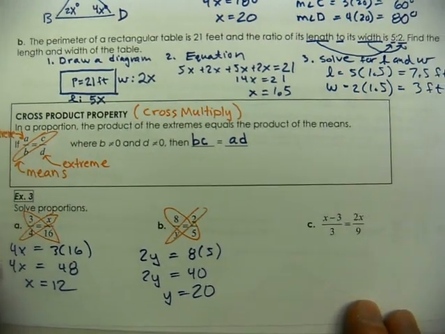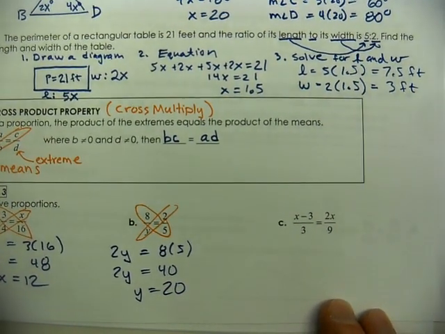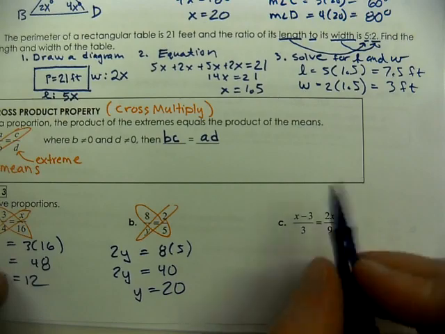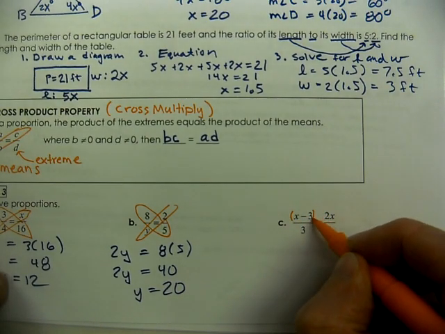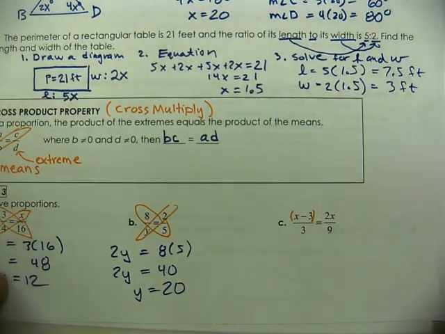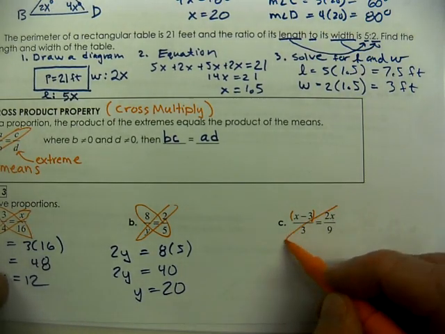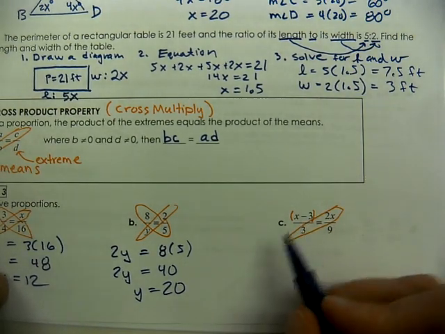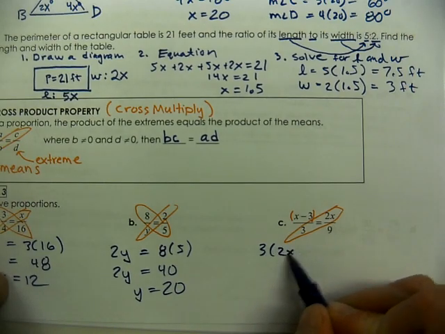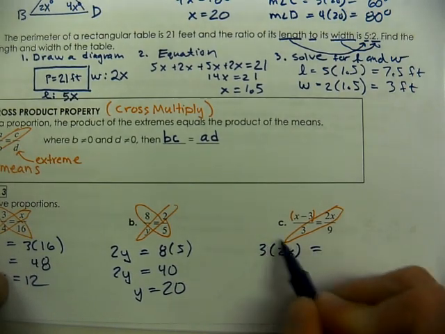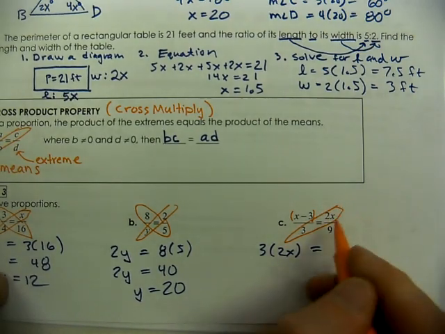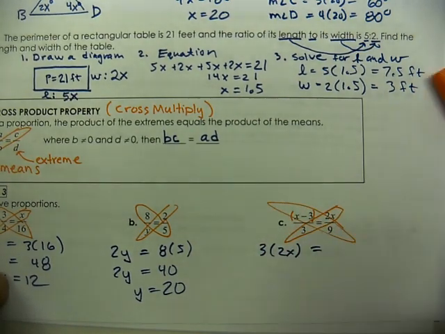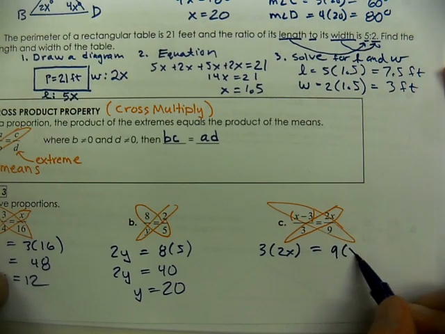So it's a little bit trickier with an example like this next one, where we have a binomial. Look at that x minus 3, right? So just keep an eye on that. So once again, we're going to cross multiply. So here we have 3 times 2x. I'll multiply that in a moment to 6x, but I'm just writing it down, 3 times 2x. And then when you multiply in this direction, you want 9 times that x minus 3.